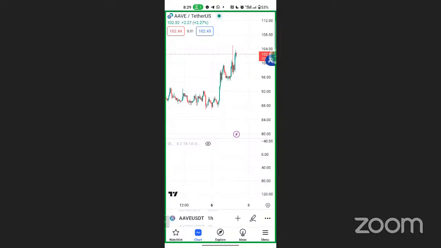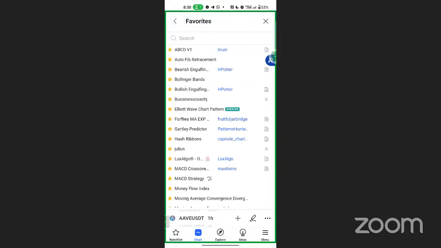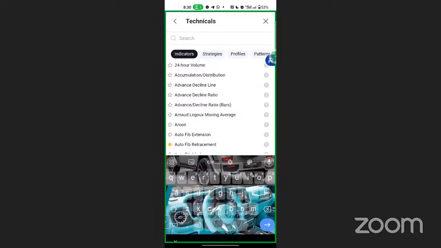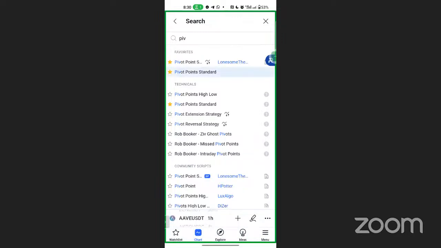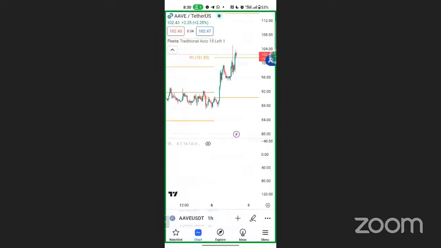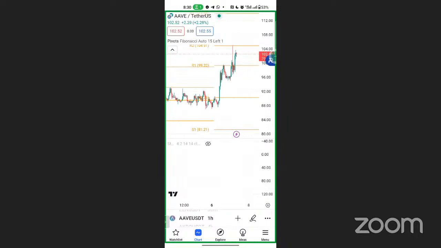We are discussing one indicator. Tap on the plus sign, FX indicators, and write in the indicator, pivot points standard. It gets into your screen. It comes in a traditional way. You could use the Fibonacci. They will give you better understanding. I will not go into what is this, what is that.